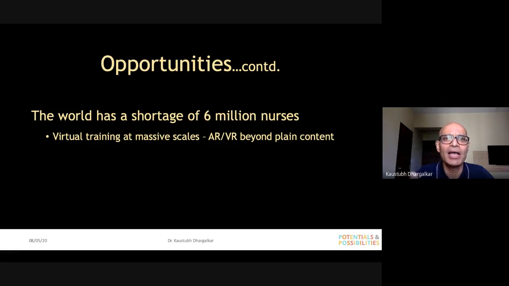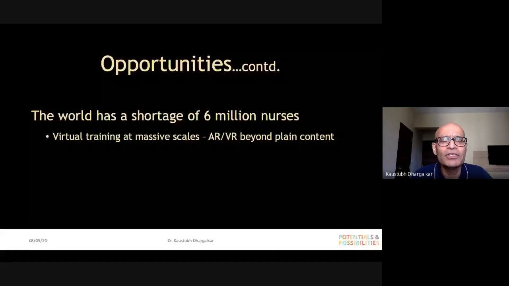Now, training a nurse cannot just happen by giving lectures online. Nursing is an immersive profession where the nurse has to be around the hospital bed, around the patient, in an operation theater, etc. So that's where augmented reality and virtual reality come in, to give these nurses a realistic feel through virtual training. That kind of AR and VR content is something I feel will be the need of the hour.